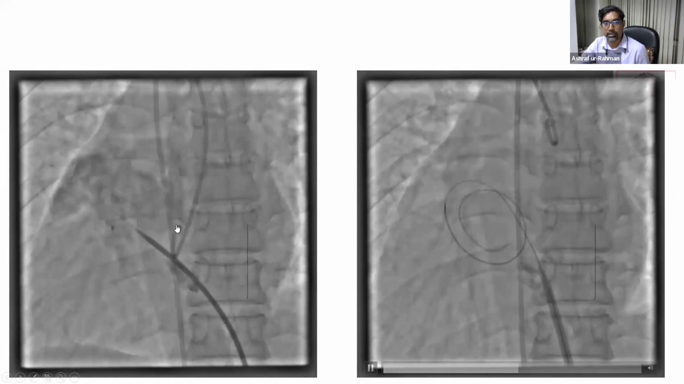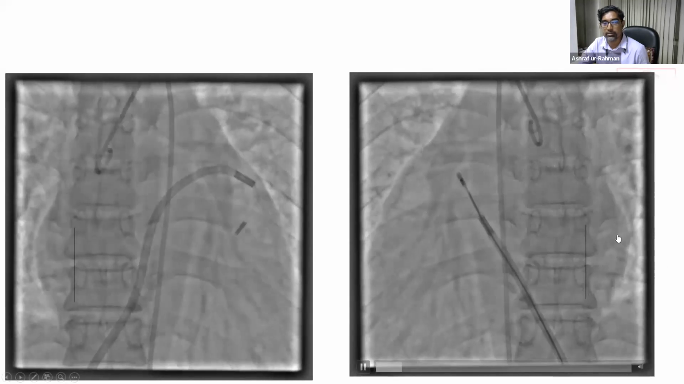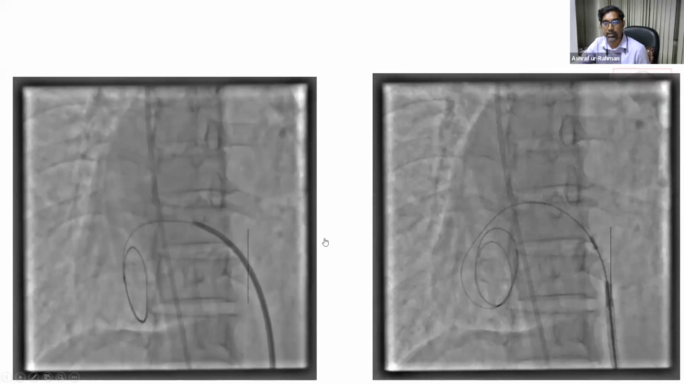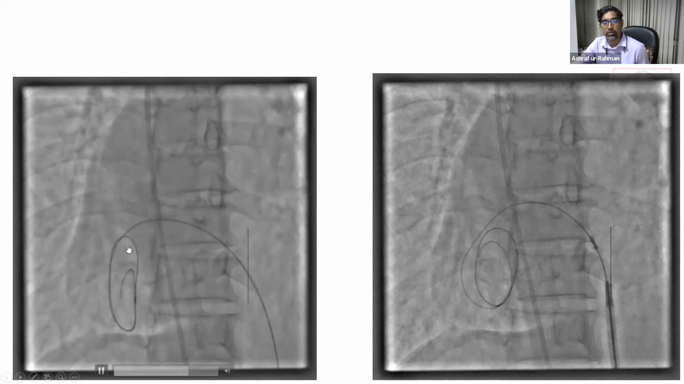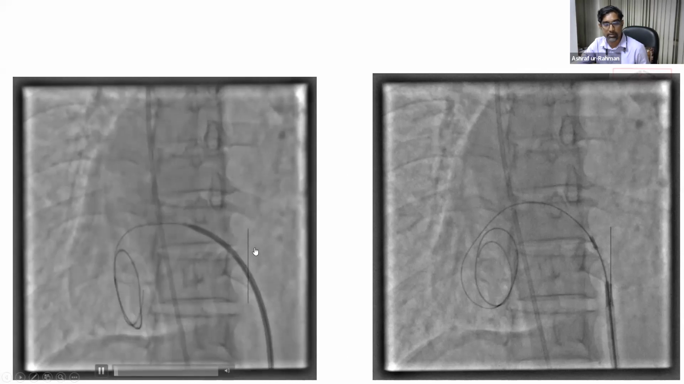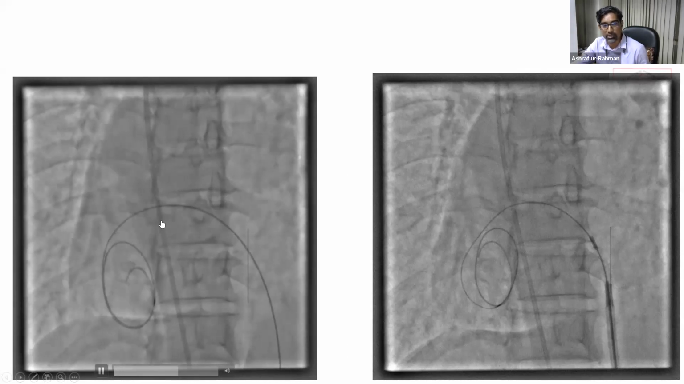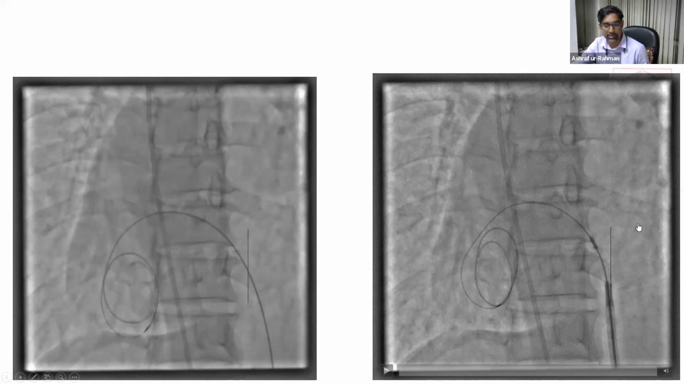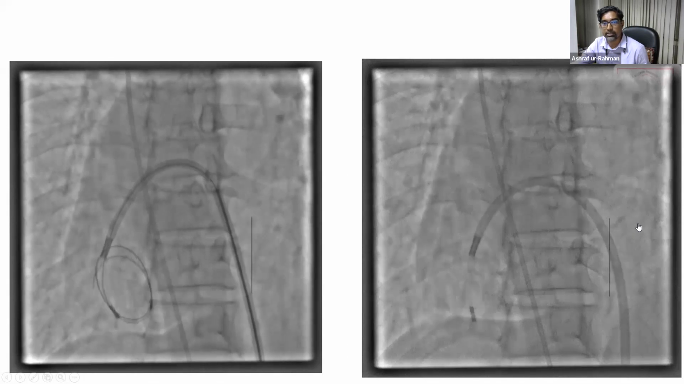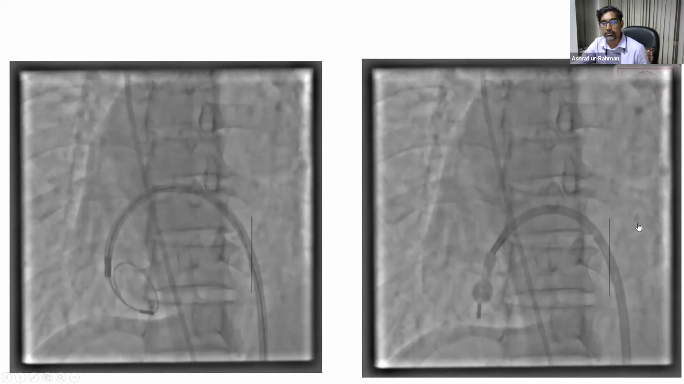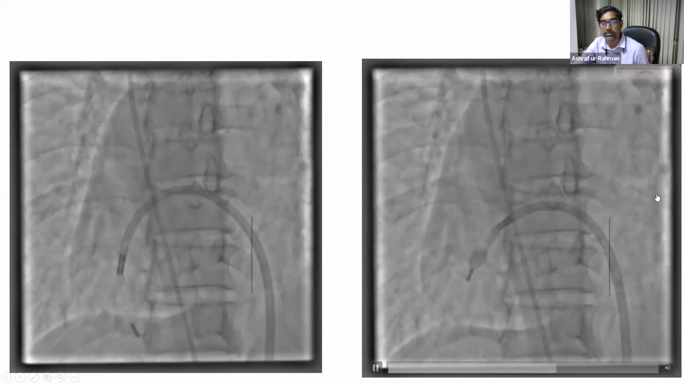And we took the Inoue balloon over this wire, but we felt very difficulty to enter the LV. We tried several times, and with some modification, we took the Mullins sheath over the wire, and after trying several times, we could enter the LV with the wire. This was a difficult case to enter the LV, and finally we could end the procedure, completing the PTMC in a dextrocardia patient. This is the first case.